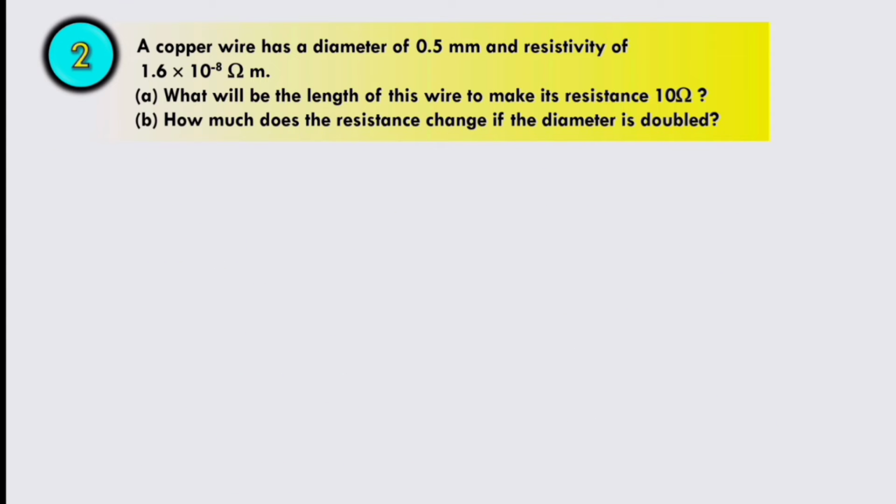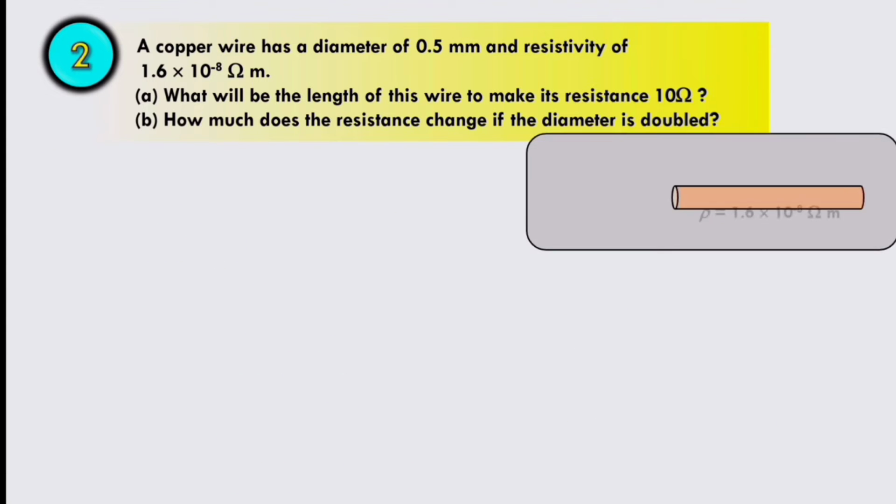A copper wire has a diameter of 0.5 mm and a resistivity of 1.6 into 10 to the power minus 8 ohm meter. So this is a copper wire where the resistance is given 10 ohm, diameter is given 0.5 mm and rho is 1.6 into 10 to the power minus 8 ohm meter.